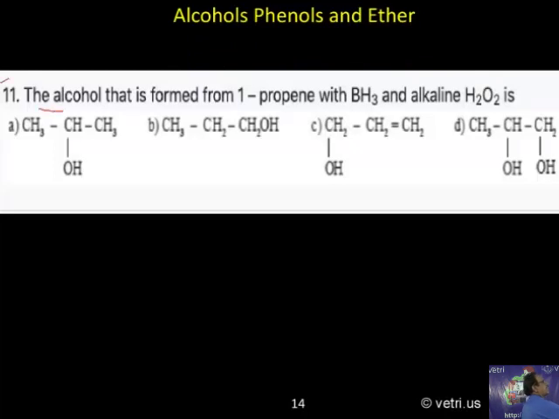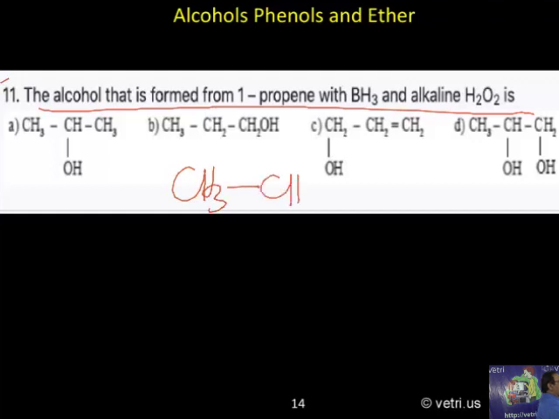11. The alcohol that is formed from 1-propene with borane and alkaline hydrogen peroxide is A, B, C, D. What is the correct answer? First, you understand the question. Normally, 1-propene, the alcohol that is formed. They are saying the compound is 1-propene. Kindly follow. The compound they have given is already 1-propene.